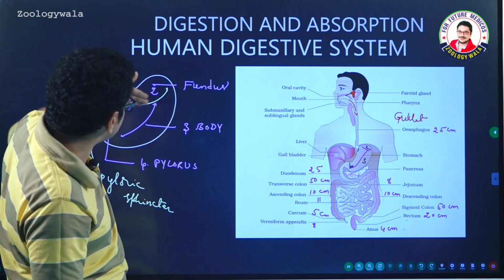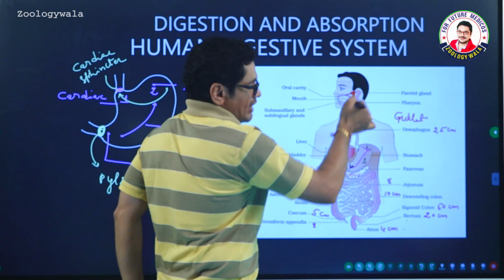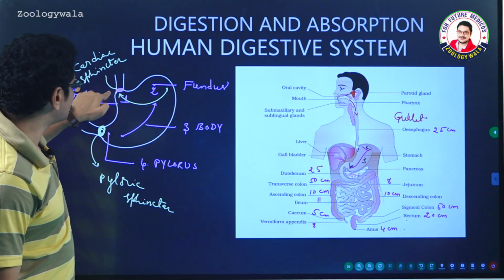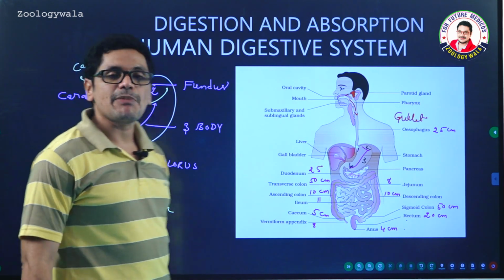The function of the cardiac sphincter, as I generally mentioned: see, there is a groove, there is a concavity like this. There is a chance of backward flow of food material again into the esophagus. So in order to prevent the backward flow of food material, the cardiac sphincter plays a crucial role. And this is the pyloric sphincter.